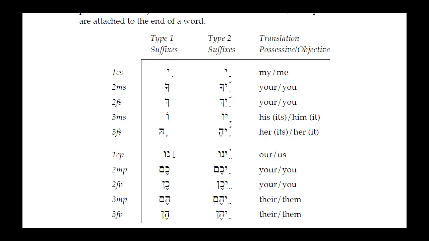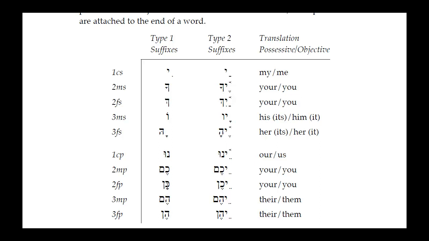Then we go into the plural: first common plural, our book, which is nu. Chem is your book, second masculine plural. Chen is your book, second feminine plural. Hem is their book, third masculine plural, and hen is their book, third feminine plural.